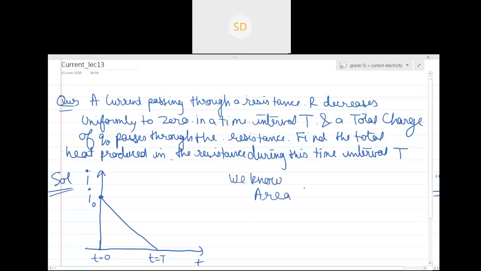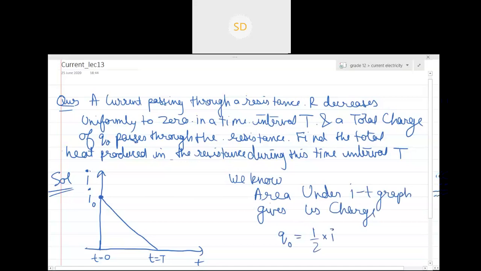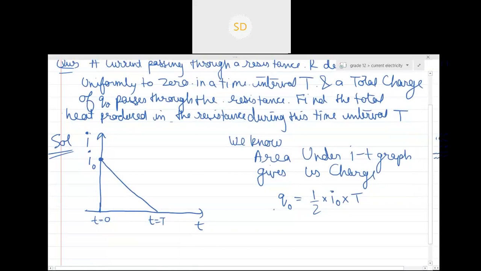Area under the I-t graph gives us charge. So can I write from here Q naught is basically equal to half into I naught into T? Can I write it like this? Yes, sir.